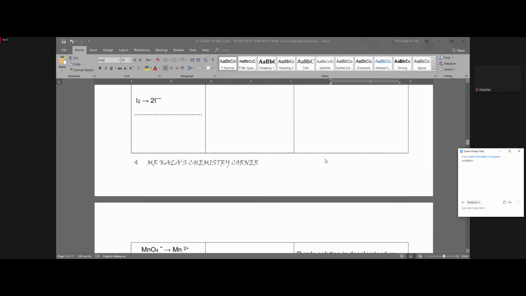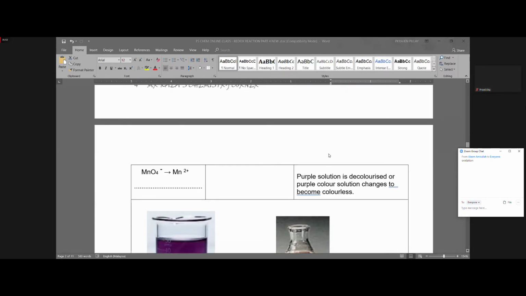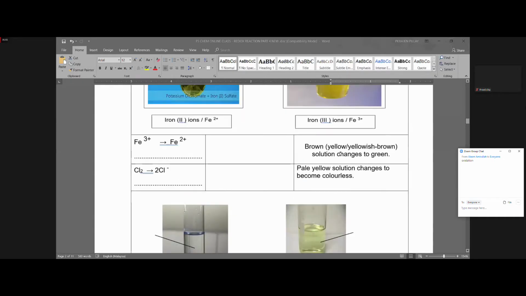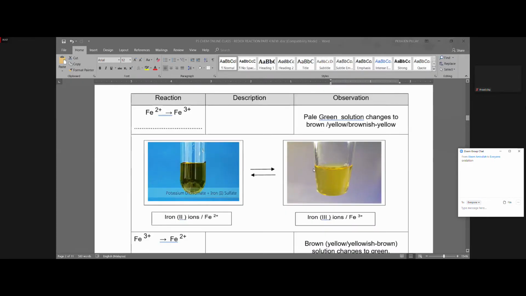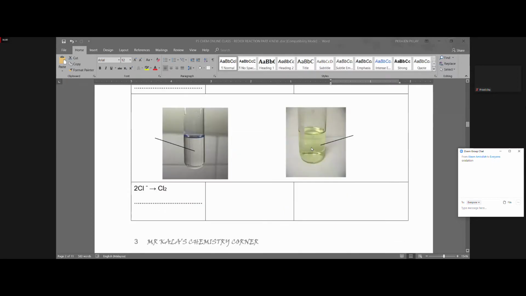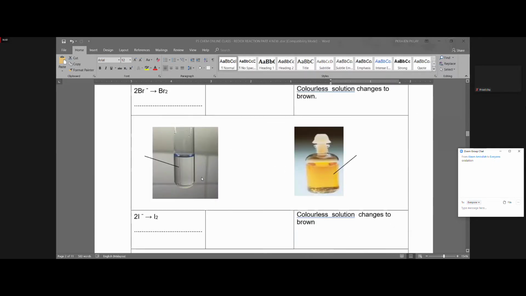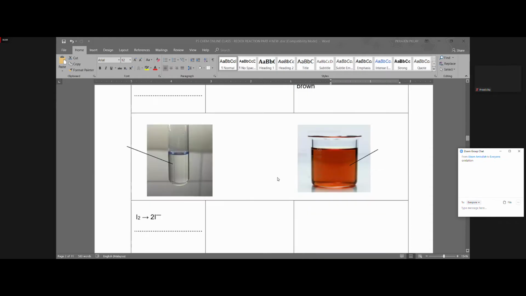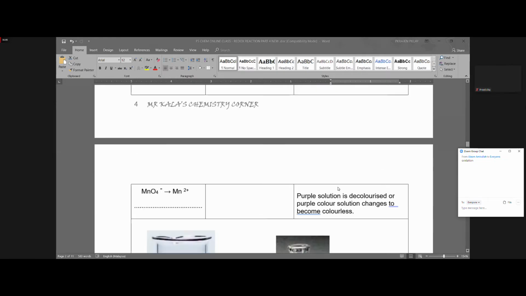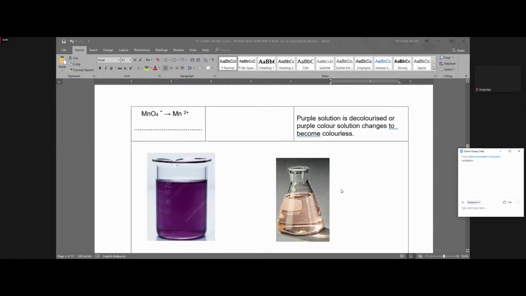Okay, done. Now, so far, how many have you done? Check first. First one, Fe2+, Fe3+, Cl-, Cl2, Br-, Br2, I-, I2. Now comes a special one, purple color. Okay, this one is a bit tricky.